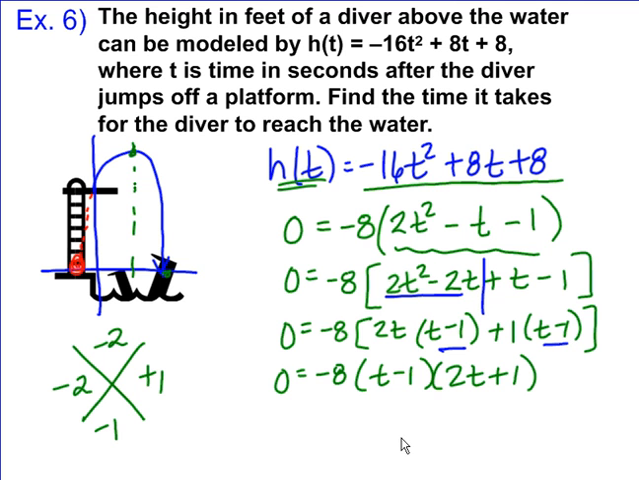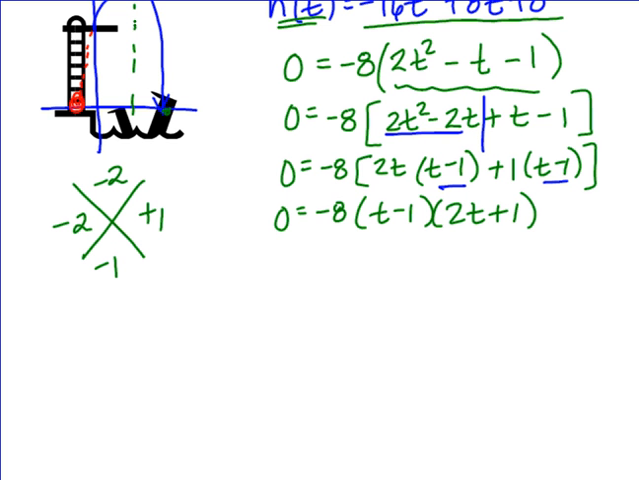So now that I have it fully factored, I'm going to extend this down a little bit. Now that I have it fully factored, I've got to take a look at what's happening. -8 times something is going to give me 0. Well, I know it's not -8. That's not going to work out. So I'm going to take each of these factors, and I'm going to set them equal to 0. So I have t minus 1 equals 0, and 2t plus 1 equals 0.